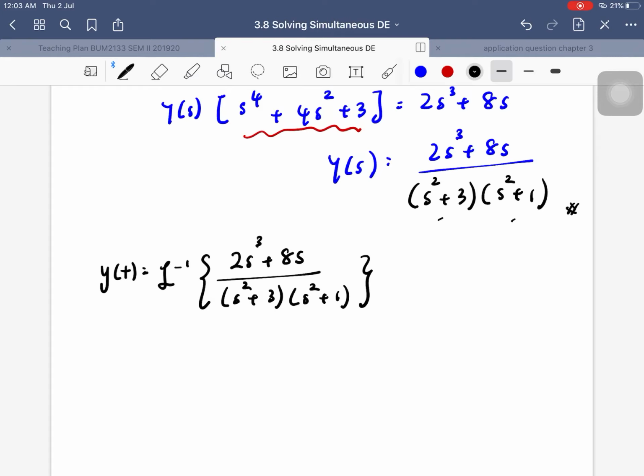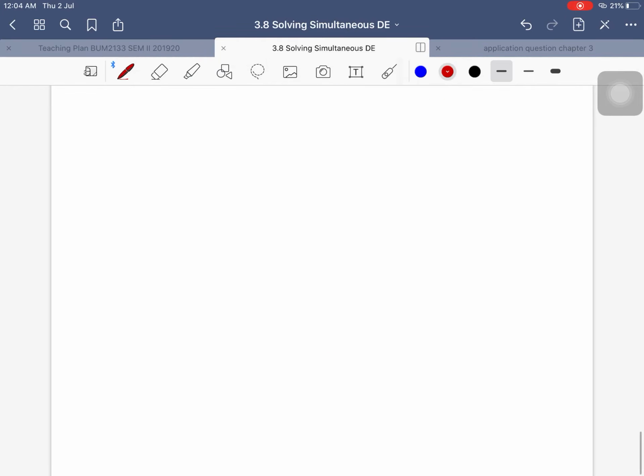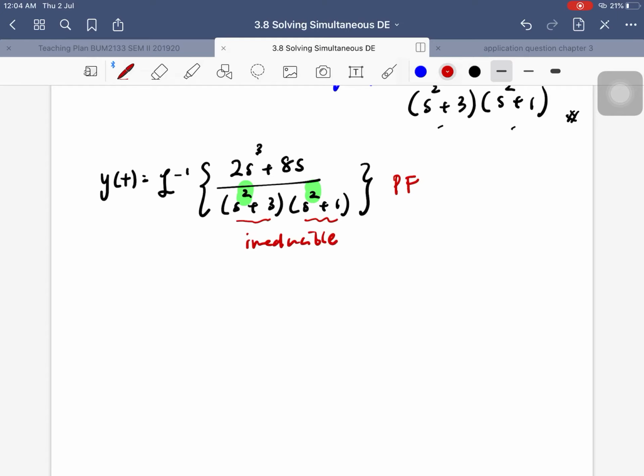And I did mention this to you before, when you have multiple factors, so these are called multiple factors, you have multiple brackets, s squared plus 3 and s squared plus 1, automatically don't think about it further, this is definitely going to be partial fraction. More than one bracket, automatically it's going to be partial fraction, okay? But the thing is that both of these are given as a quadratic expression, so you have to check whether they are reducible or irreducible. And for this case, both of them are irreducible. So that is bad news because the function is going to be slightly complicated. You have to leave it in this form.